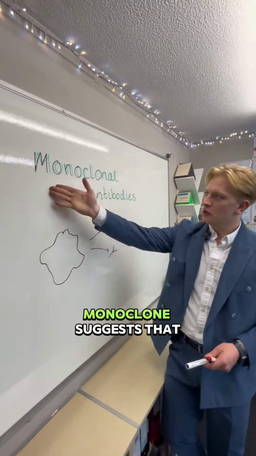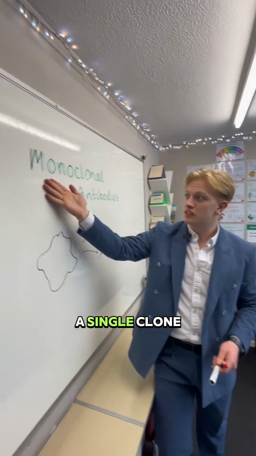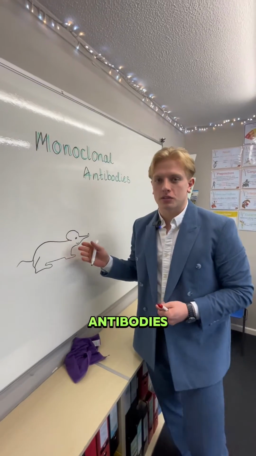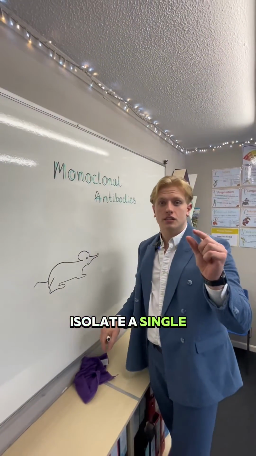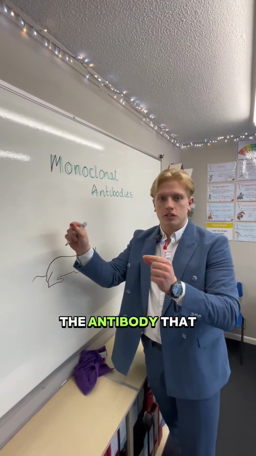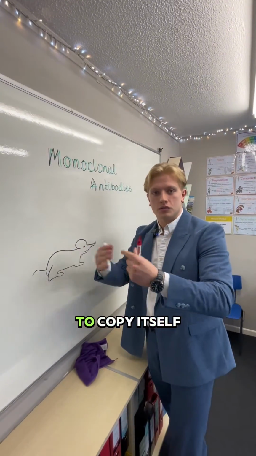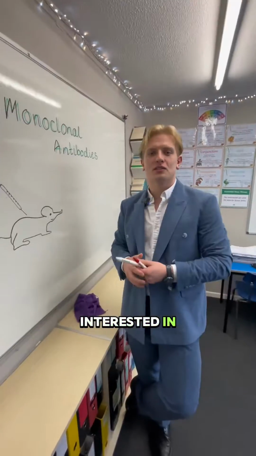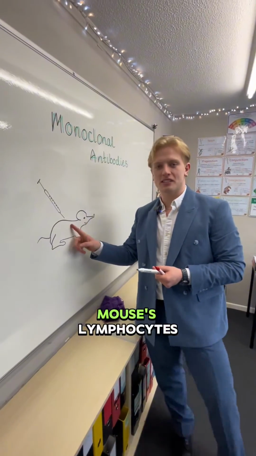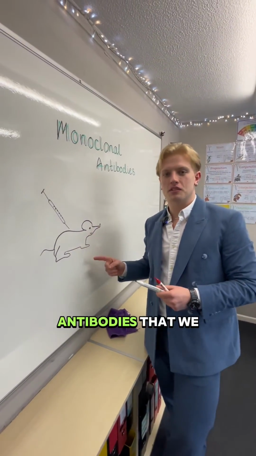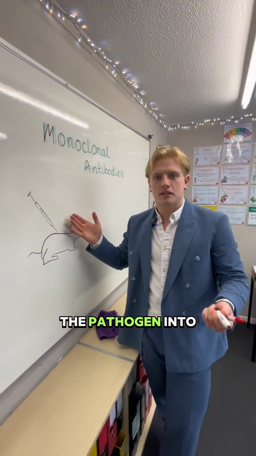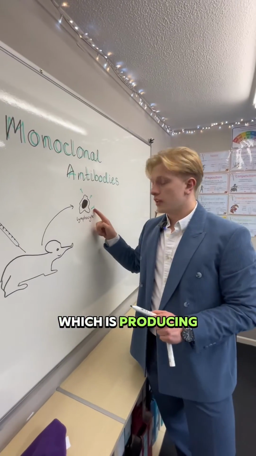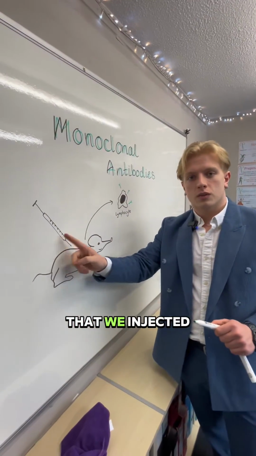Monoclonal antibodies, monoclone, suggests that it's made from a single clone, a single copy from one single cell. To produce monoclonal antibodies, we need to isolate a single lymphocyte that is producing the antibody that we want and then cause it to clone itself, to copy itself loads of times, so that we make an absolute buttload of that antibody that we're interested in. To achieve this, we stimulate a mouse's lymphocytes to produce the antibodies that we want by injecting, say, the pathogen into the mouse. Here's the lymphocyte we have isolated from the mouse, which is producing antibodies that are specific to the thing that we injected that mouse with.